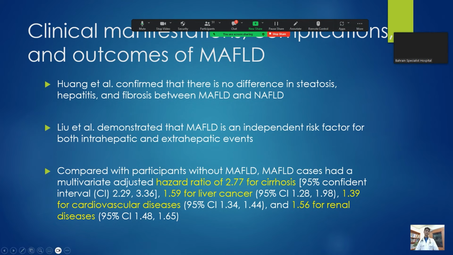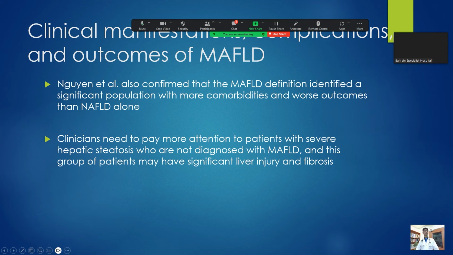So one study has confirmed that the steatosis, and whether in case of hepatitis, fibrosis, are almost the same as we saw in the previous slide. Another study showed they are independently associated with intrahepatic and extrahepatic disease. It is even said MAFLD itself has a higher hazard ratio for cirrhosis, HCC, cardiovascular disease, and renal disease. So there are studies which favor that MAFLD can be a better marker for extrahepatic and intrahepatic disease, and some say no difference. There's another study which showed that people who have MAFLD have worse outcomes compared to NAFLD. So we should pay attention, especially to the metabolic features.